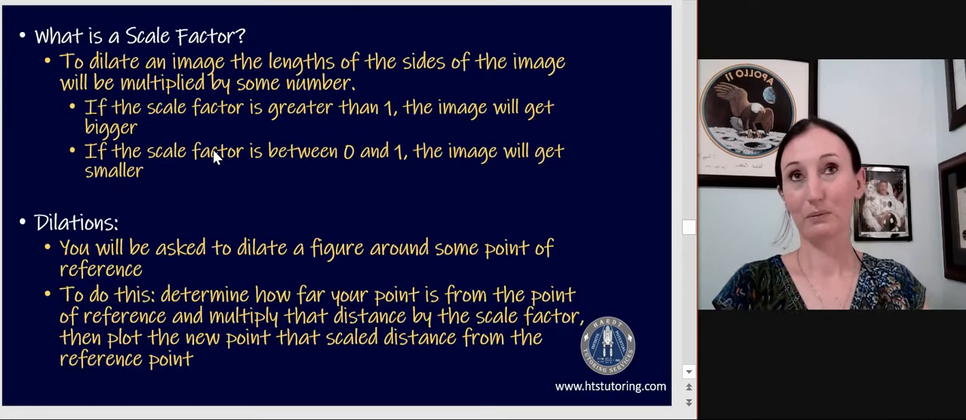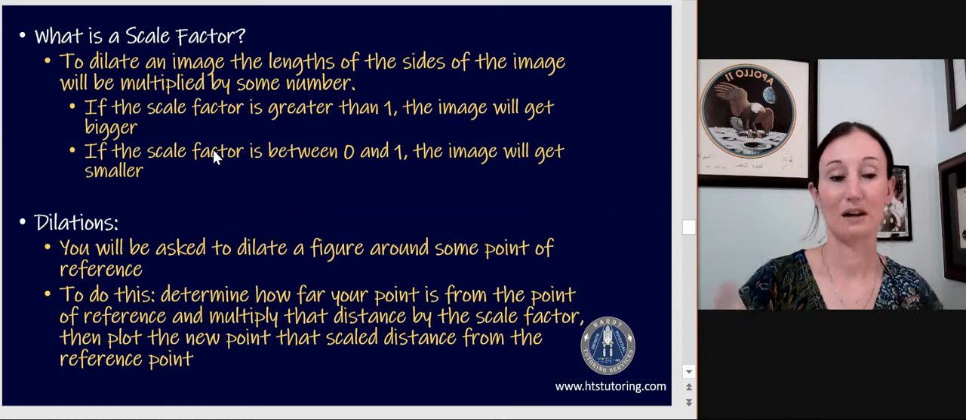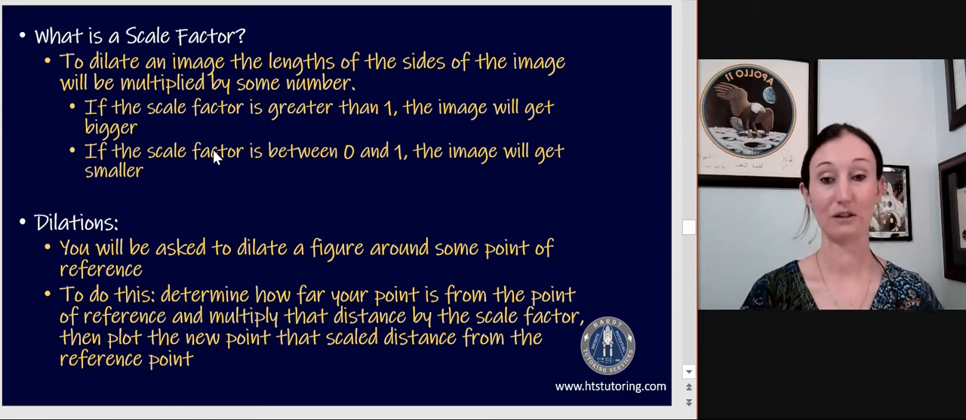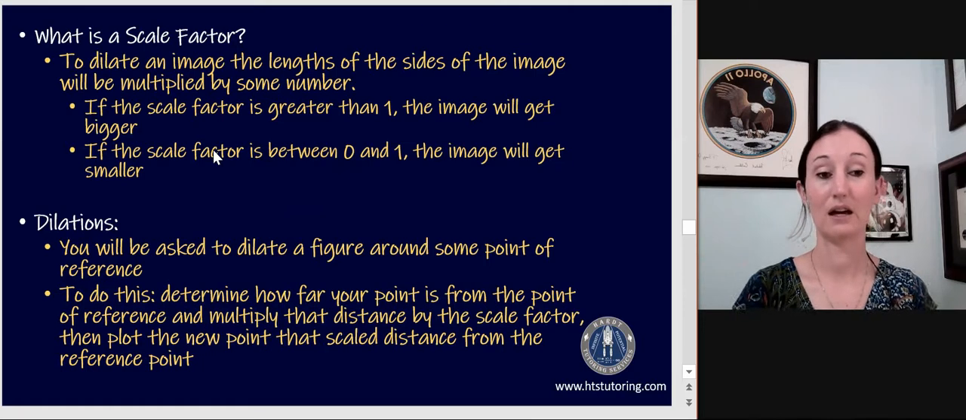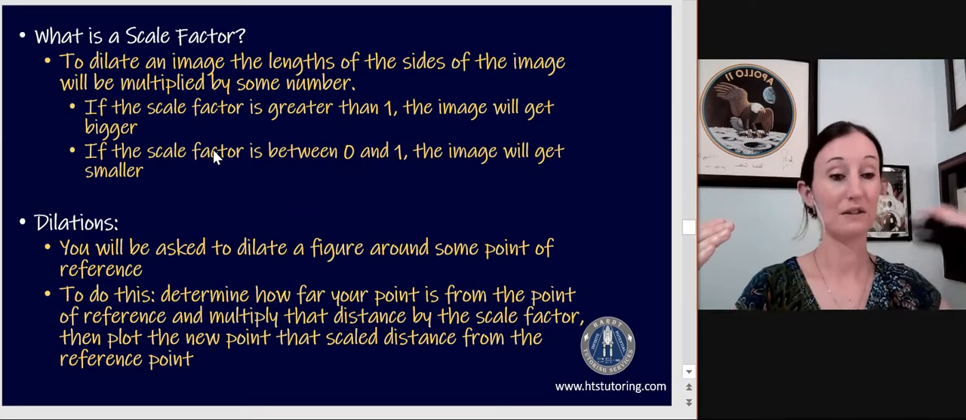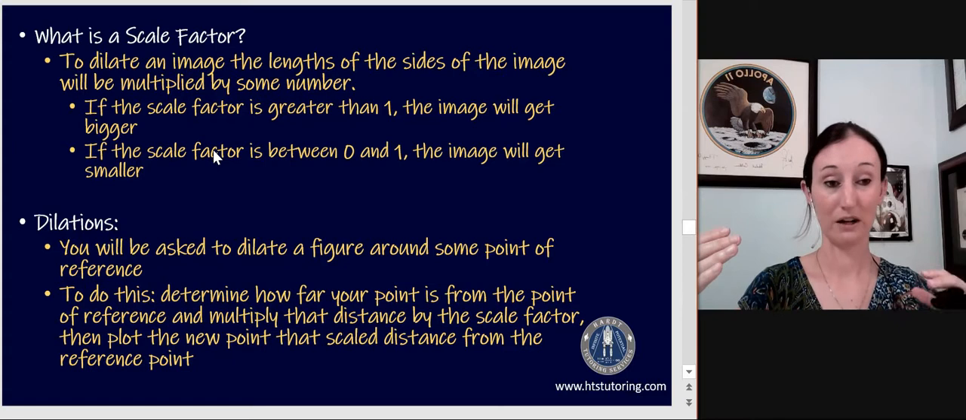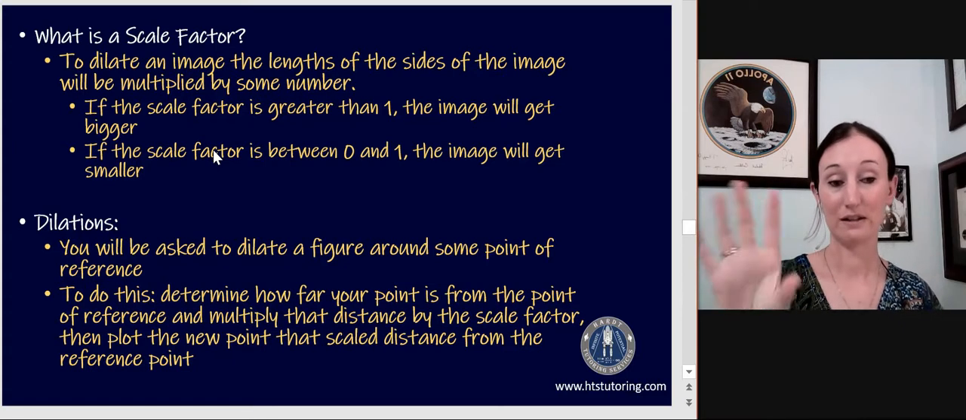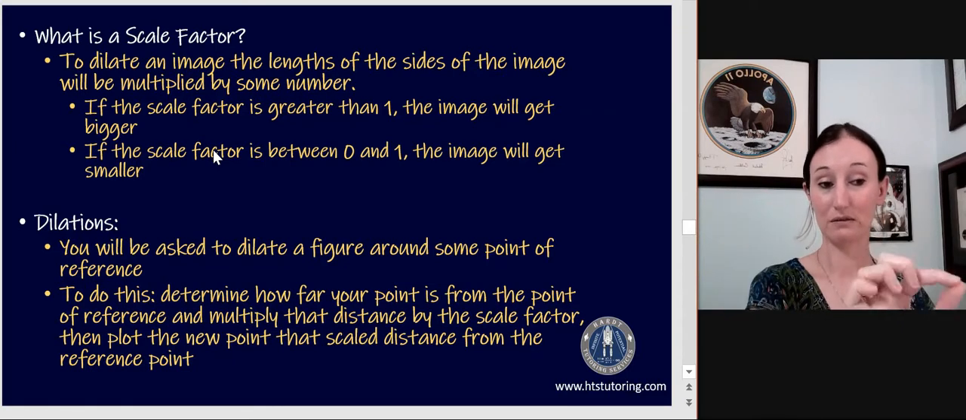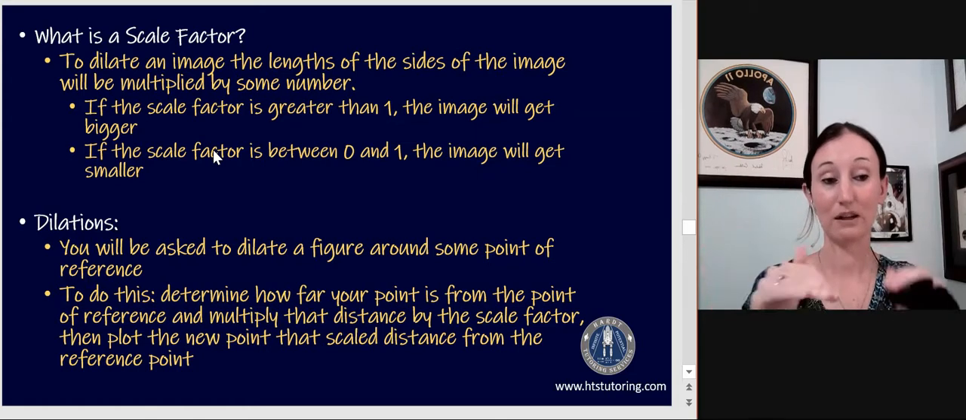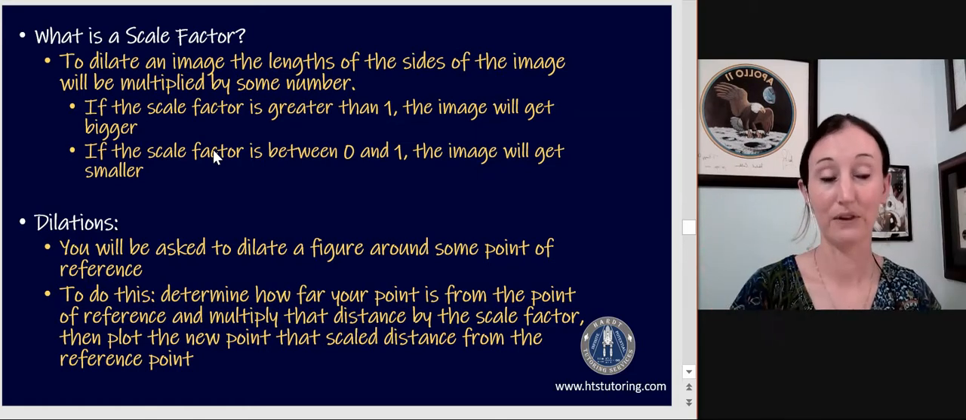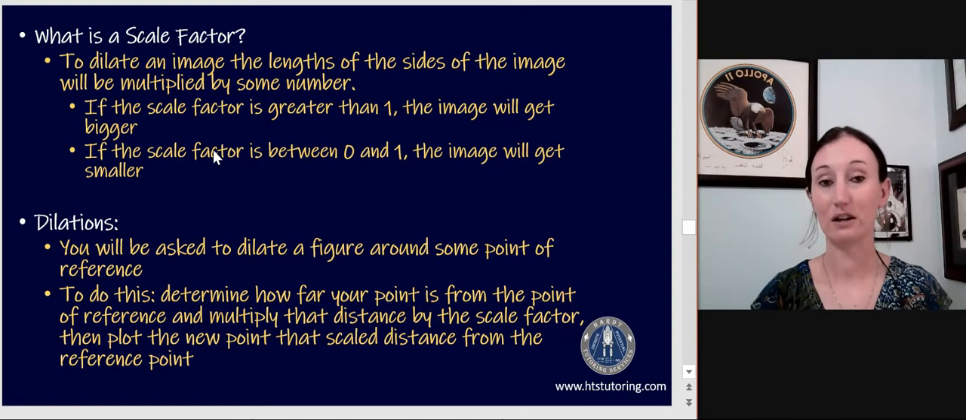So when you're doing dilations, we're going to talk about this term called a scale factor. So dilations are all about distances. You're going to have some point of reference, and they're going to say, from this point of reference, dilate by this scale factor. So what you're going to do is find the distance from the point of reference to your point, and multiply that distance by the scale factor.